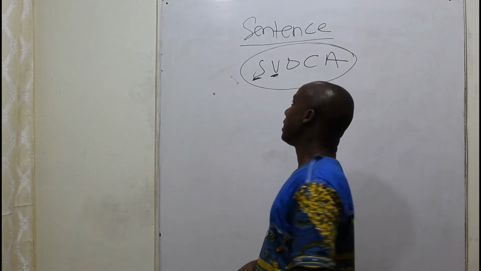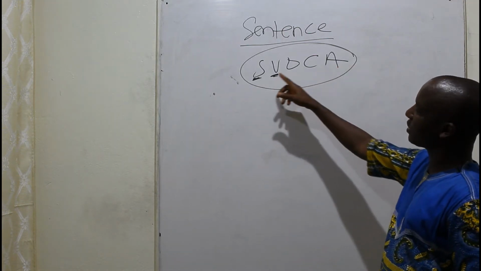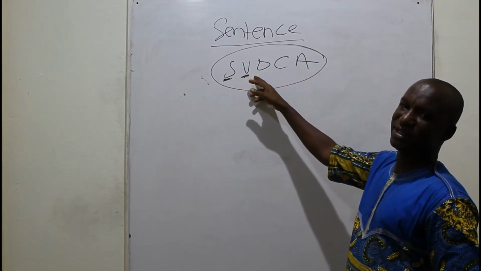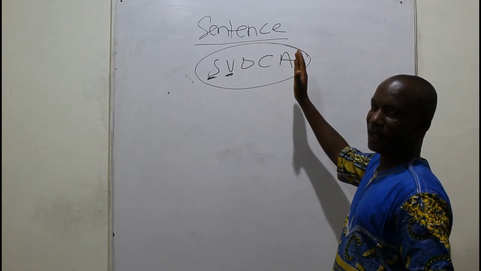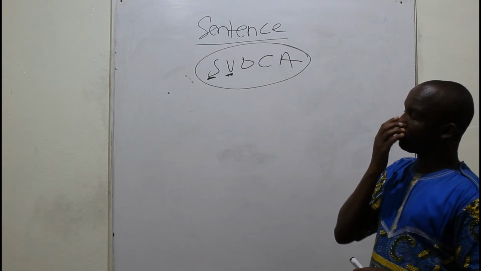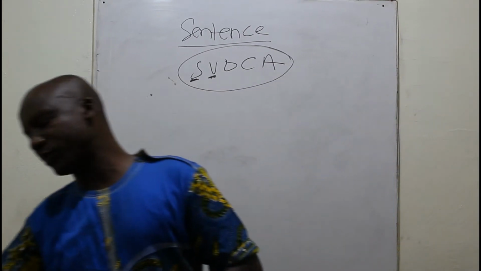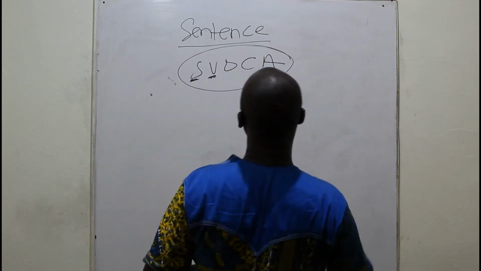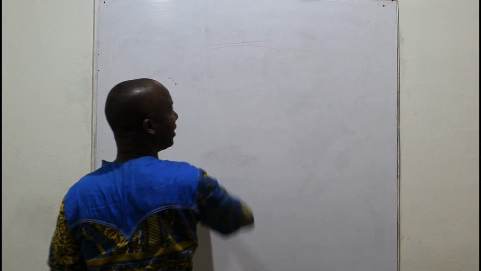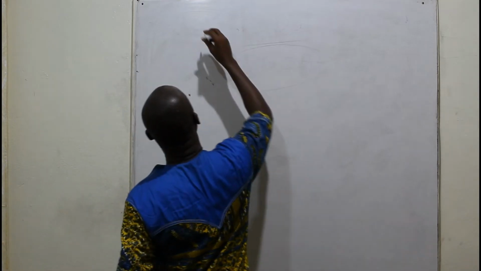And so we said that these are some of the elements that go into a sentence: subject, verb, object, complement, adjunct. Very, very important. Now, today we are going to look at types of sentences and classification of sentences. So our topic for today is types of sentences, which is lesson 9.